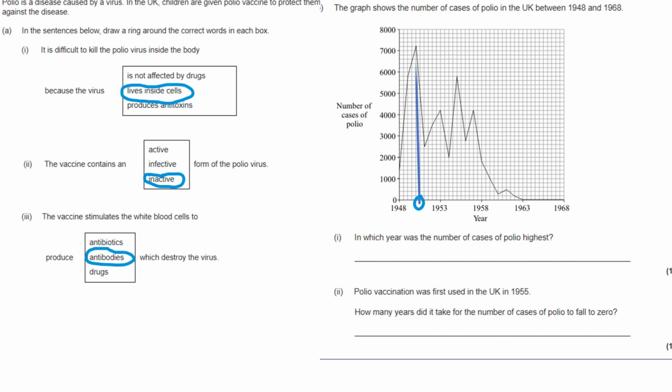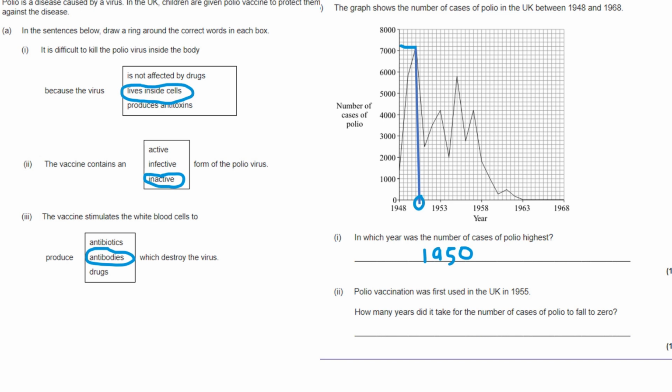In which year was the number of cases of polio highest? Well, we draw a line up to the top of the peak. It's about 7,200, the number of cases. But what year was that? Well, it's between 1948 and 1953, and if we count along, we'll find that that's 1950.